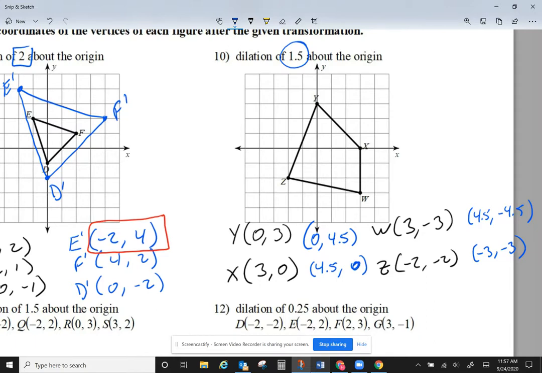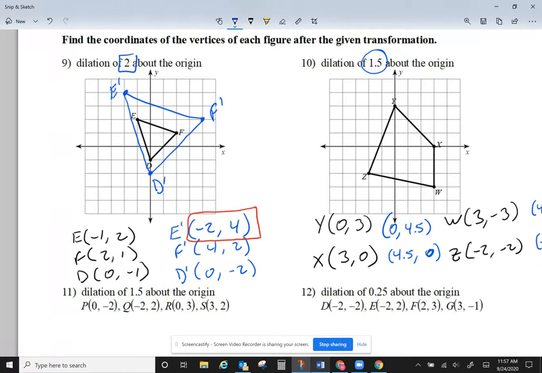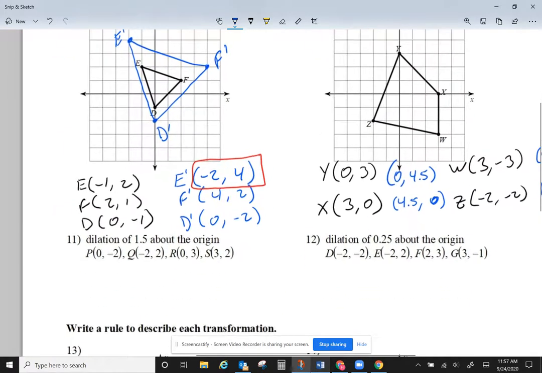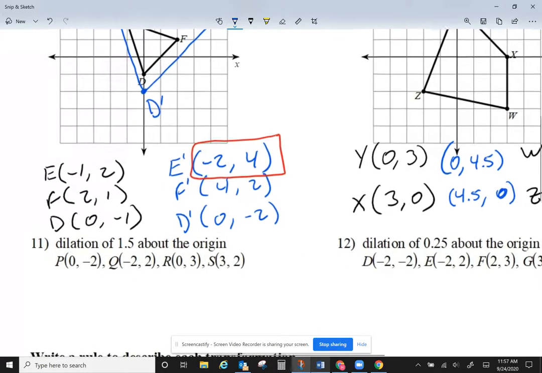Once again, when you type in your answer, don't forget to type in the parentheses and don't forget a space after the comma. Simple as that. So for questions 9 and 10, I give you a graph and I ask you for the coordinates. For numbers 11 and 12, I'm still asking for the coordinates, but in this case, I give you the coordinates already. I don't give you a graph, I just give you the values.